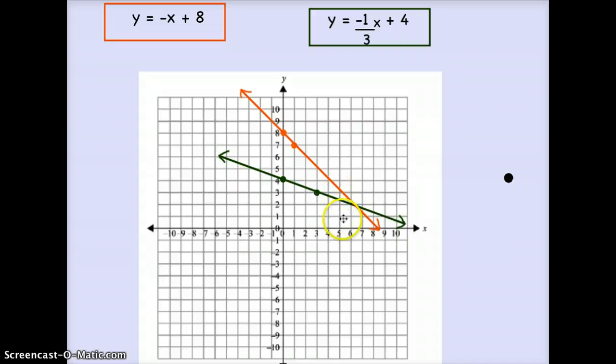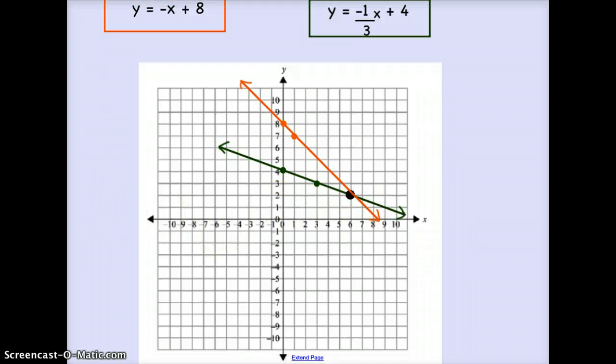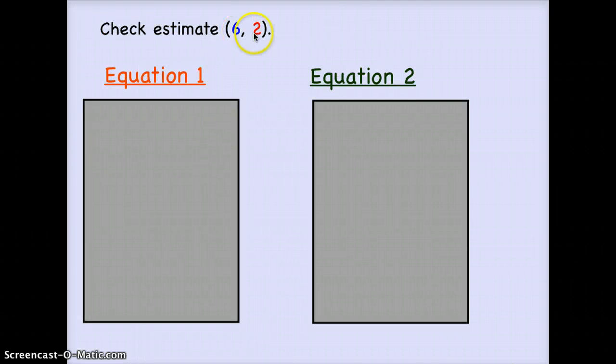And so we can now estimate the point of intersection. If you look here, it looks like the graphs of the equations are intersecting right at the point 6, 2. I'm going to just put a dot there to show that. So our x value is 6 and our y value is 2. We can't be sure until we substitute in to check. So our estimate is 6, 2.